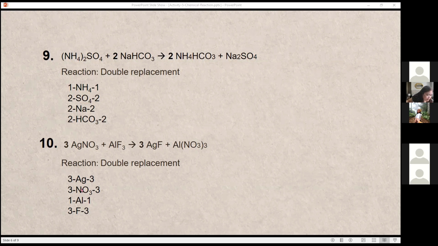And dito po sa NO3, okay na po yung reactant side and also dito po sa product side. So no need na po lagyan ng coefficient. So sa Al, no need na rin po lagyan ng coefficient kasi balance na rin po siya. And dito po sa F, dito sa reactant side, hindi po natin nilagyan ng coefficient, pero dito po sa product side, nilagyan natin ng coefficient na 3 para mabalance po natin yung element. Yan lang po, ma'am.